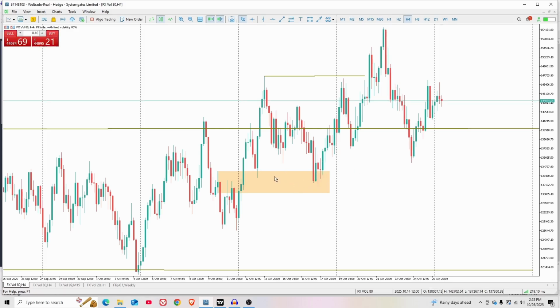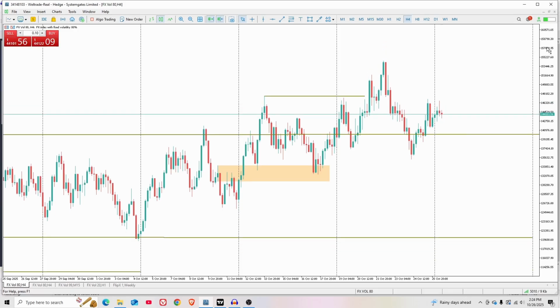We have a protected low over here and the market just tapped within that area, and now we are looking to continue higher. So what we are looking at the moment for this week, we are looking to catch buying trades going into that high over there. That's our goal. Our goal is to get into that high.